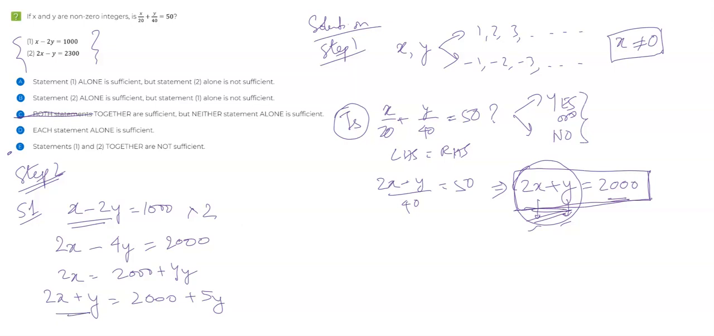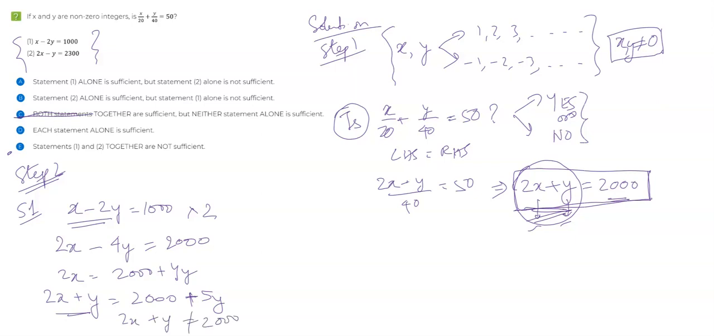Okay, now look at the right hand side. You need to figure out whether it is equal to 2000 or not. And you have 2000 plus 5y. Now this is where the analysis comes into the picture. When will 2x plus y be equal to 2000? It will be equal to 2000 when y is equal to 0, right? But can x or y be 0? They cannot be 0, right? This means that the value of 2x plus y can never be 2000.